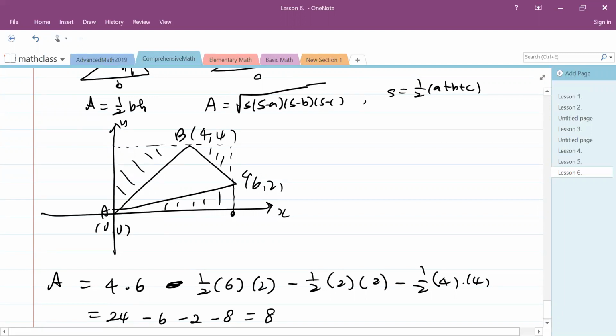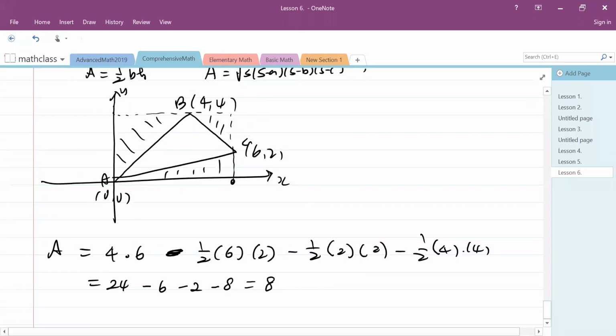It's an integer. But if you really want to find the 3 sides of the triangle, you can use a distance formula. But it's a little difficult because this is a 4 and that's a 4, right? 4 squared plus 4 squared, it's 4 square root 2, right? And here is 2, 2, and it's 2 square root 2, right? And this side is 2, that's the side 6. And so then you calculate this, right? 2 and 6. 40. So it's 2 square root 10.